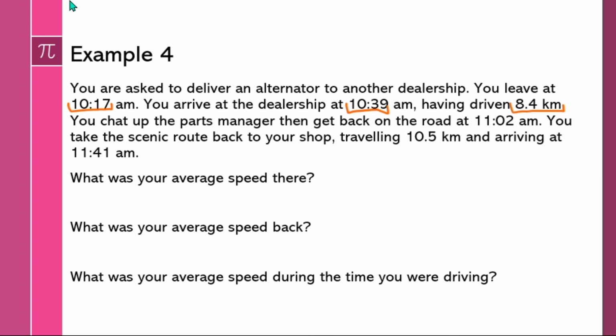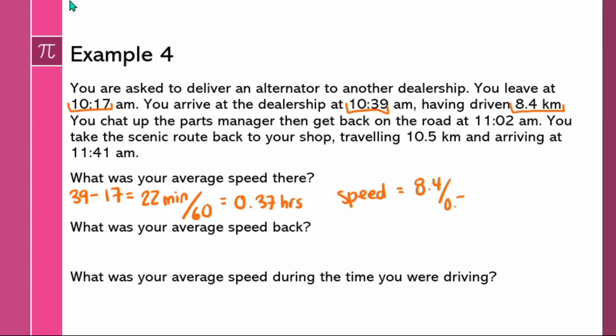So I see that if I take 39 minutes, luckily nothing rounded over, and I subtract 17 minutes, it gives me 22 minutes. I want to divide that by 60, which is going to make about 0.37 hours. All right, now I'm ready to find my speed. 8.4 kilometers divided by 0.37 hours. And that's going to give me 22.9 kilometers per hour.